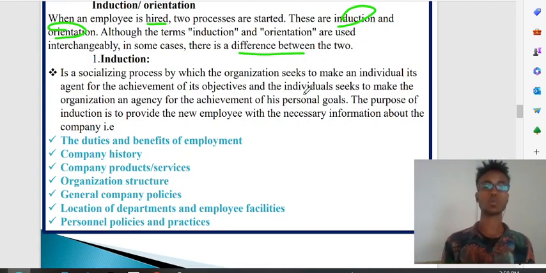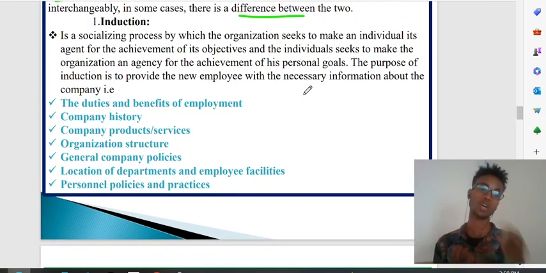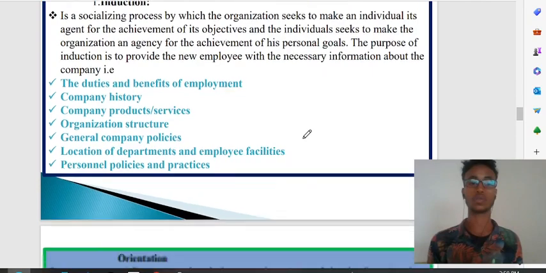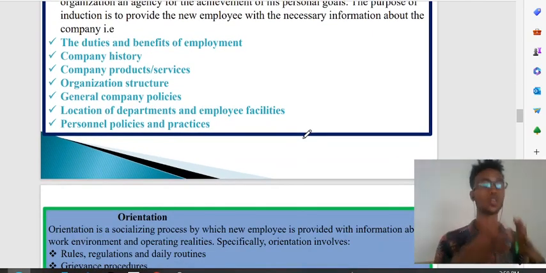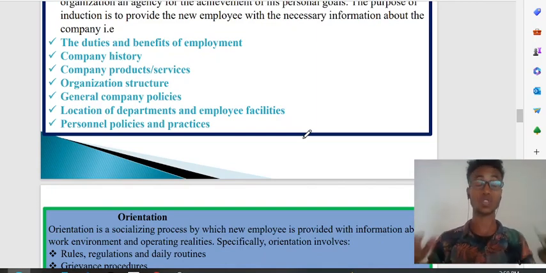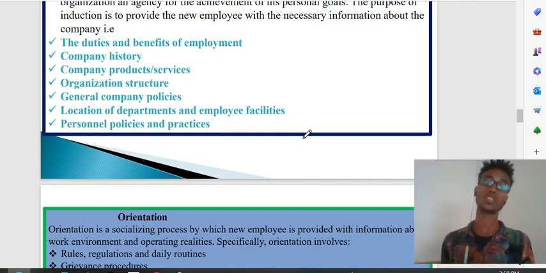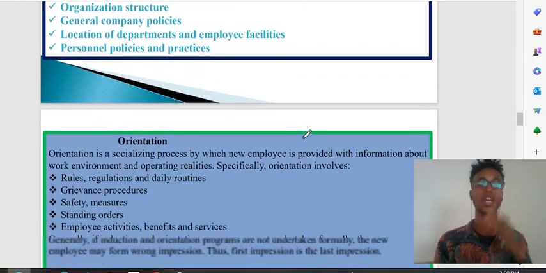The process of induction is to provide a new employee with the necessary information about that company: the duty he or she performed in that certain company, company history, company product or service, organization structure of that company, general company policy, personnel policy and practices. This is all the induction that one new employee has to know in order to perform the given activity.